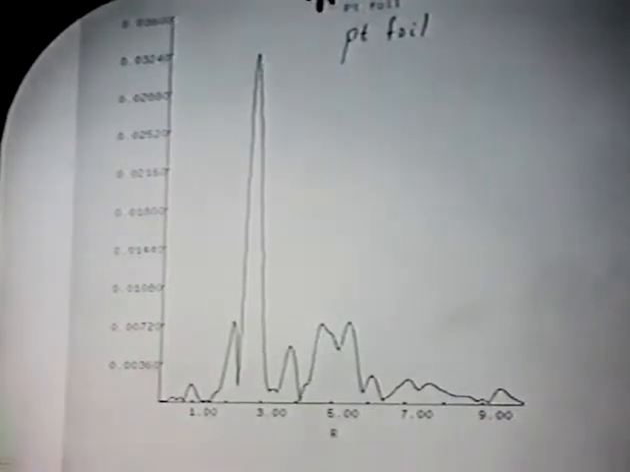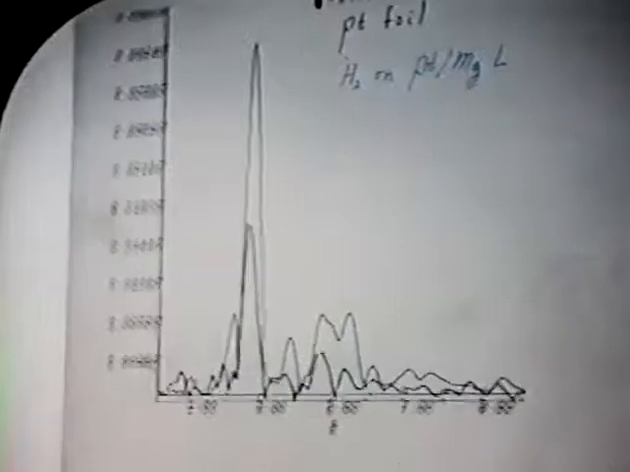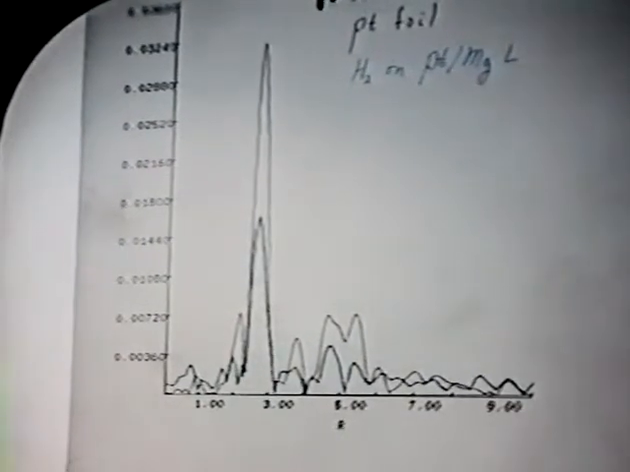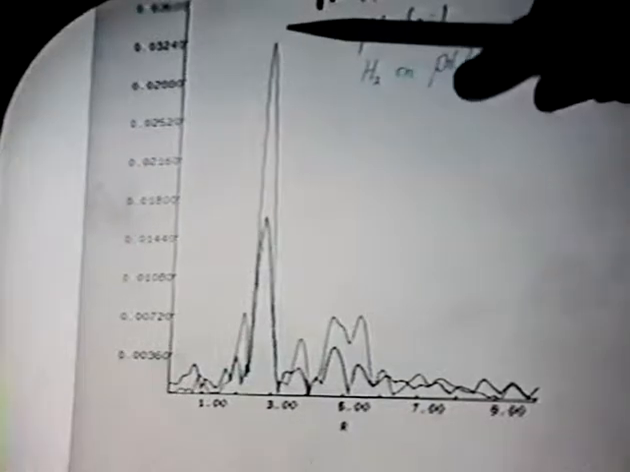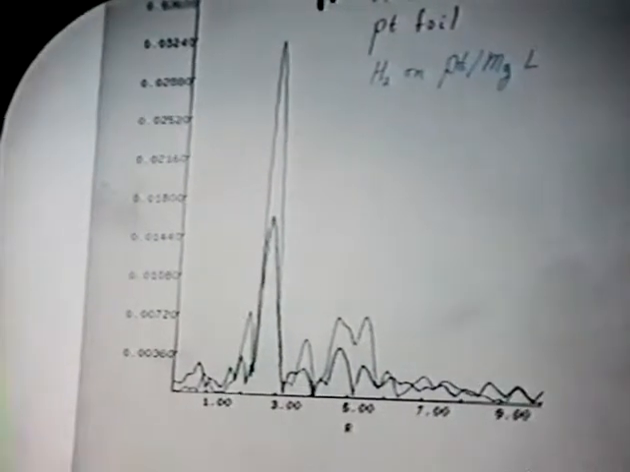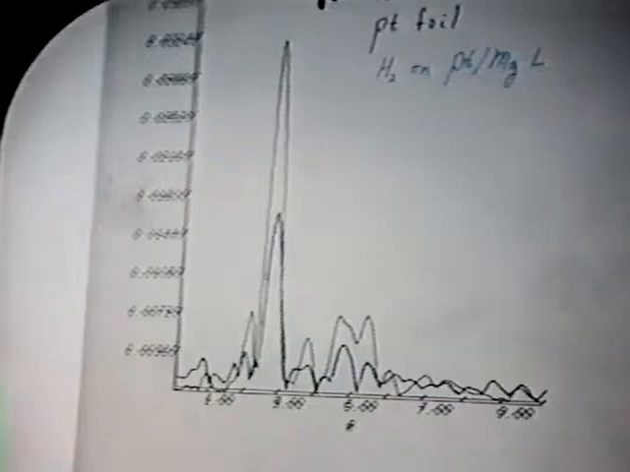This is just the Fourier transform of platinum foil as reference. This is the Fourier transform for these 10 or 12 angstrom particles when they're covered with hydrogen. Coordination number is 12 for the foil; this is going to be something of the order of half that. That's what we see. And now what we do is we desorb the hydrogen. We take the hydrogen off by heating it up to about 270 and flowing helium, and then cool it back down to liquid nitrogen to get the XAFS, and ask what happens.